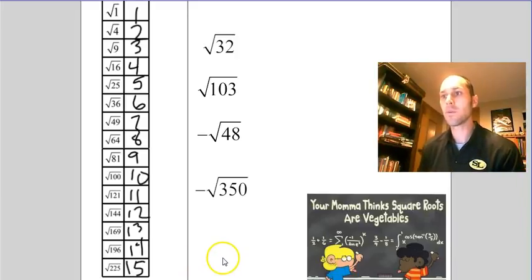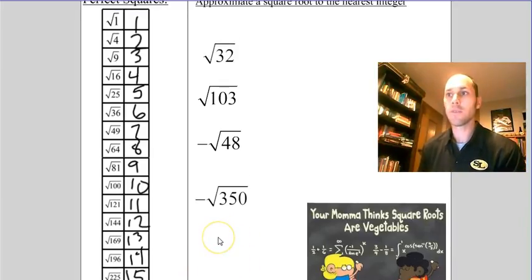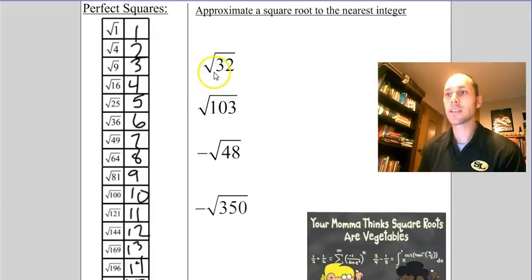Now, how do we use this? So if we want to take the square root of 32, it's not going to come out as a whole number. But we can take a look at, well, square root of 32 is between square root of 25 and square root of 36. So it's going to be between 5 and 6.